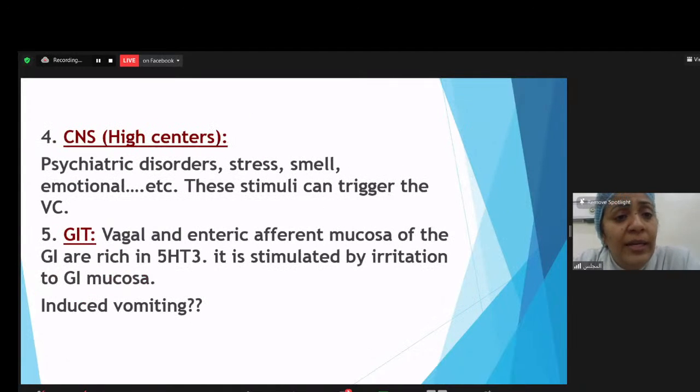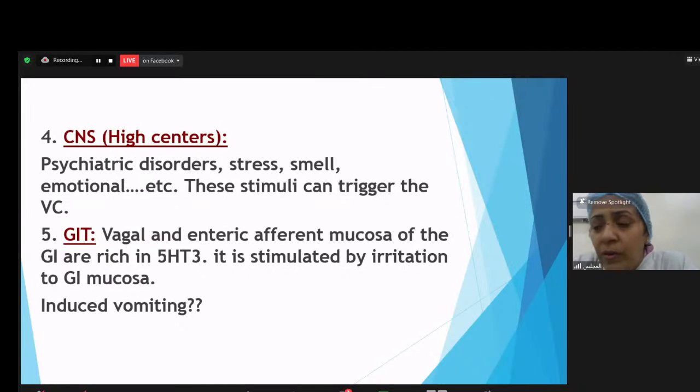We have high centers: psychiatric disorders, stress, smell, emotional. These stimuli can trigger the vomiting center. In the GIT we have vagal, enteric, afferent mucosa of the GIT, which are rich in serotonin, the 5-HT receptors, and it is stimulated by irritation of the GIT, sometimes by mechanical stimulation.